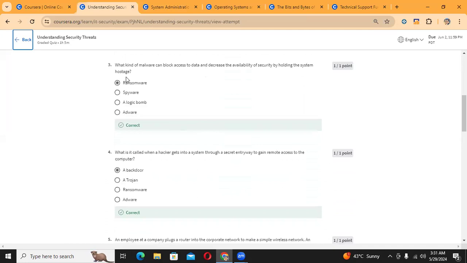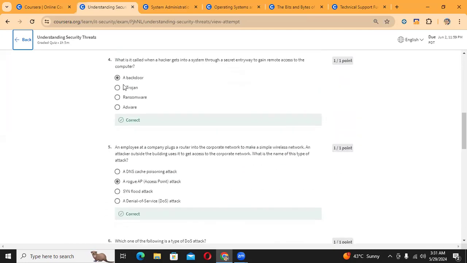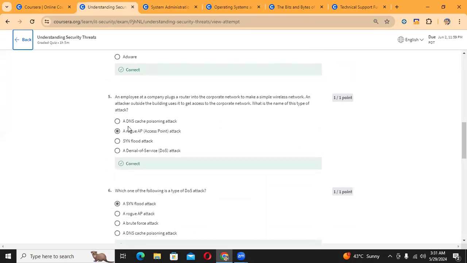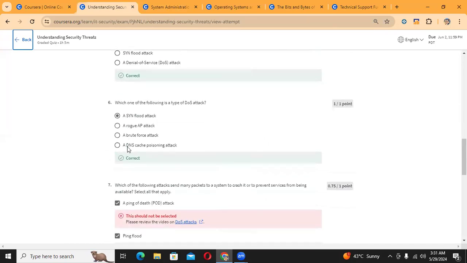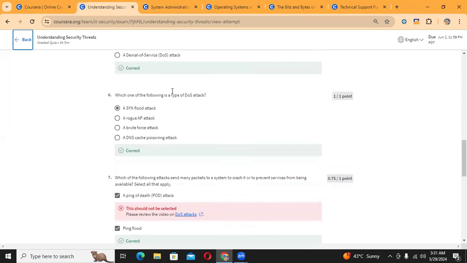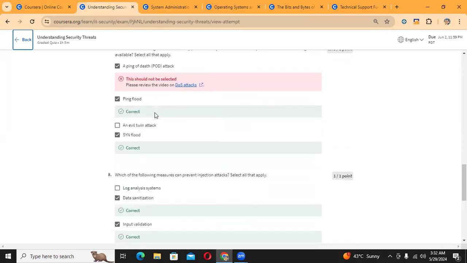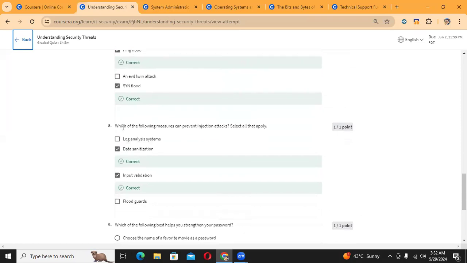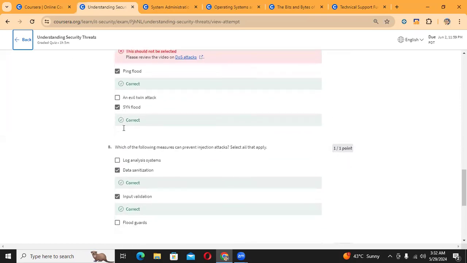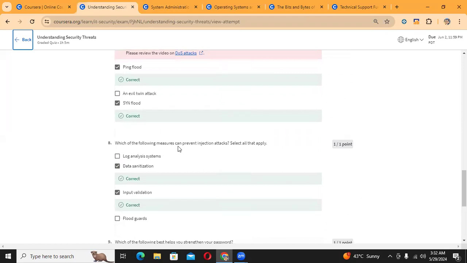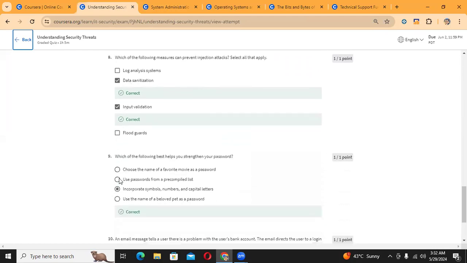What kind of malware can block access to data and decrease availability by holding the system hostage? Ransomware. So the fourth answer is A. I have a shortage of time. Five is RAP, and the sixth answer is a SYN flood attack. So the paintball, I guess. In the eighth question, the measures that can prevent injection attacks are data sanitization and input validation.